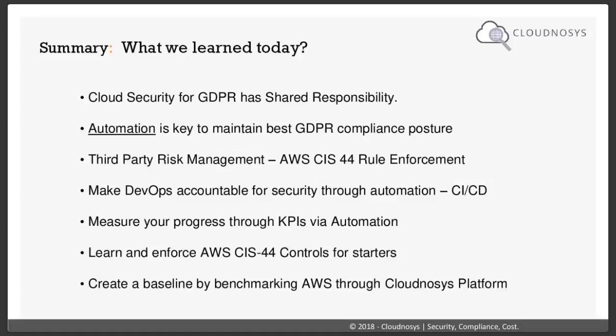DevOps needs to be part of this entire flow. And you need to integrate through APIs all these automations that we're talking about in your CI/CD flow. Measure progress through KPIs via automation. And learn those CIS rules that we talked about, those 44 AWS best practices, and hopefully you can enforce that.